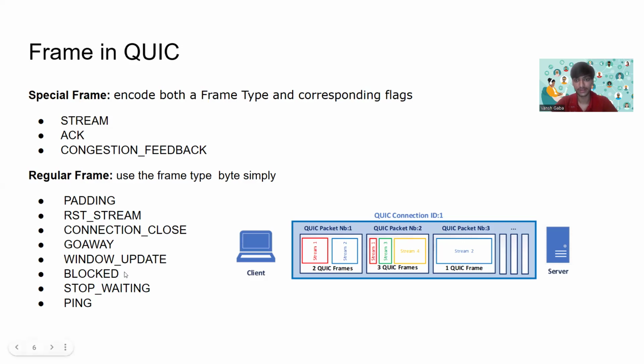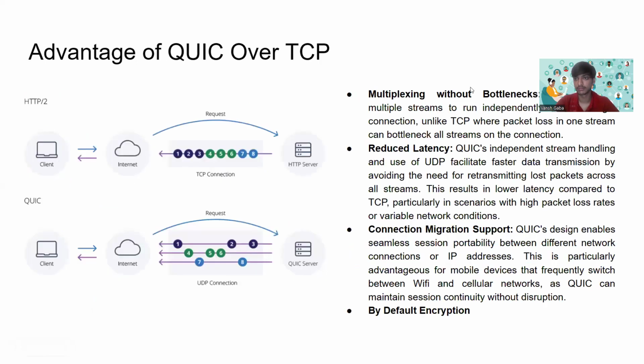And block field tells whether some packet or some stream is blocked. Stop waiting tells whether to stop. And ping is used for checking the connection. So let's come to the advantages of QUIC.